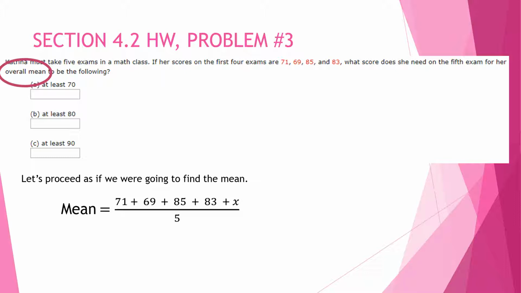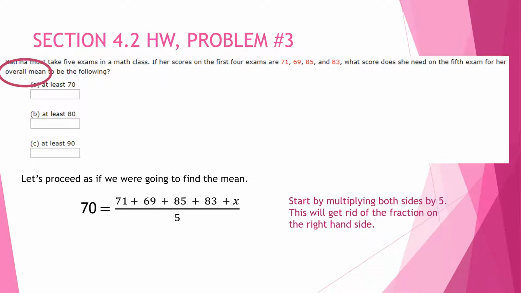Now the difference here, why this is different from just finding a mean like normal, is that we already know what the mean should be. They told us that the mean should be at least 70. So we're going to plug in 70 for the mean. The word mean got replaced with 70. Now, let's solve for x. X is going to be what she needs to make on the 5th exam for her overall test average to be at least 70.